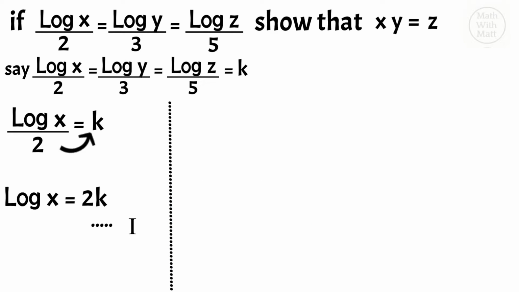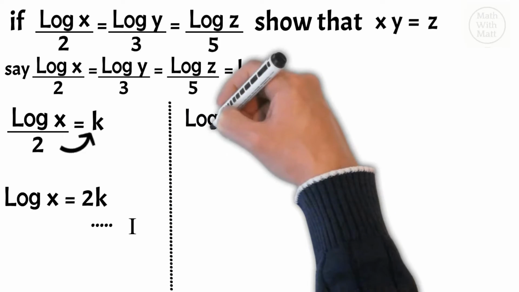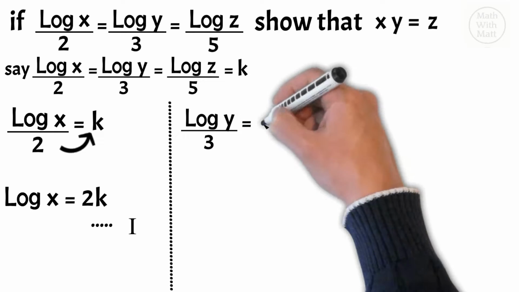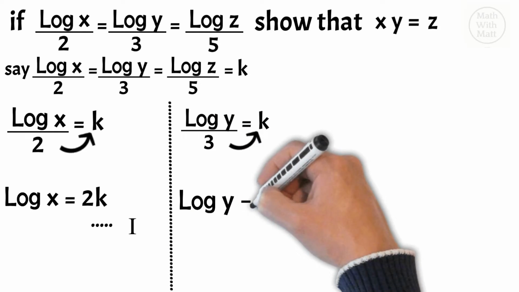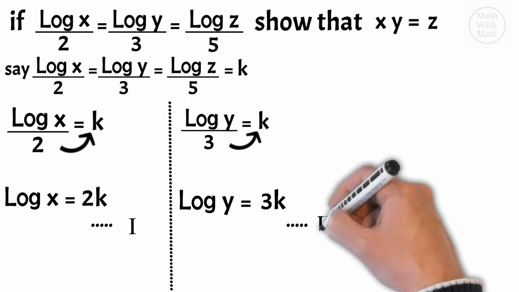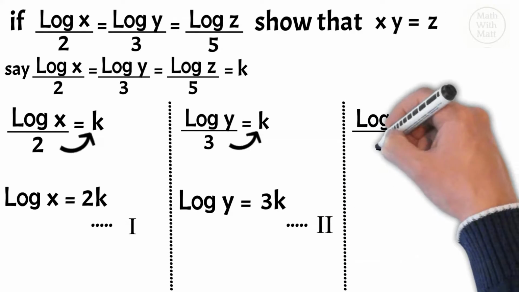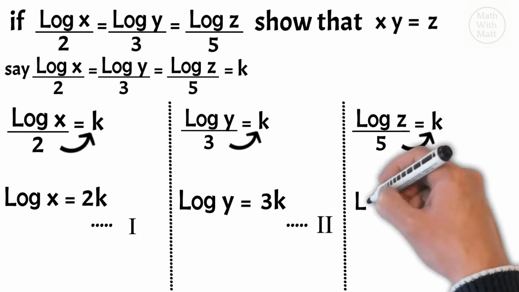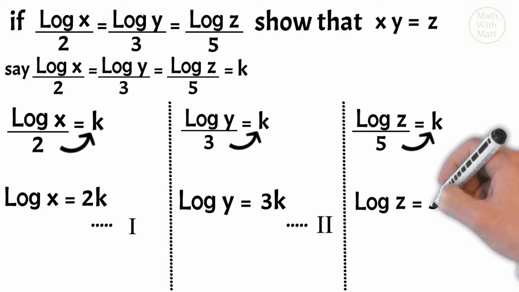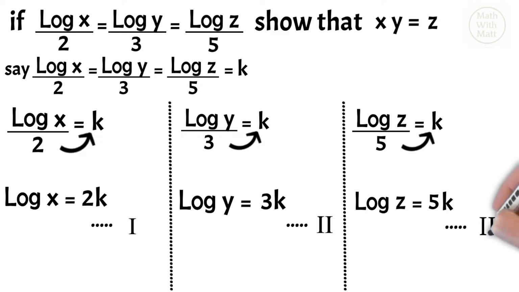And just like that, we solve the other two parts. Log of y upon 3 equals k becomes log y equals 3k and will be marked as equation number 2. And log z upon 5 equals k becomes log z equals 5k and is marked as equation number 3.